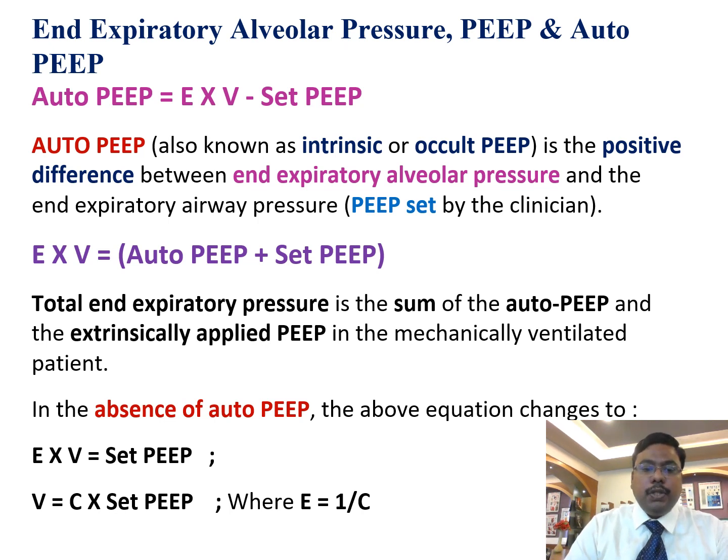Total end expiratory pressure is the sum of the auto PEEP and the extrinsically applied PEEP in the mechanically ventilated patient. In the absence of auto PEEP, the above equation becomes E times V is equal to set PEEP, or V is equal to C times set PEEP, because elastance and compliance are inversely related.